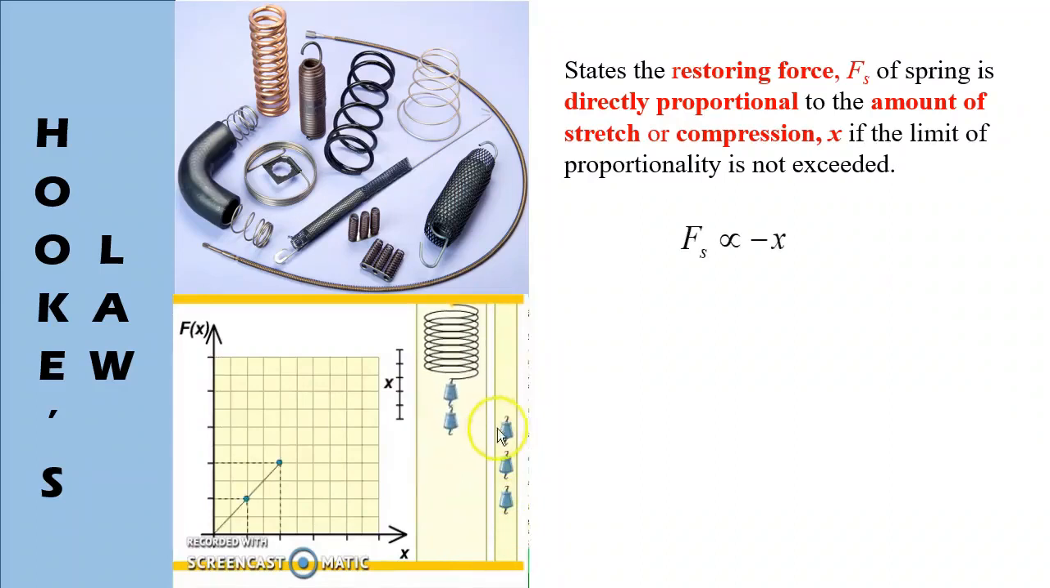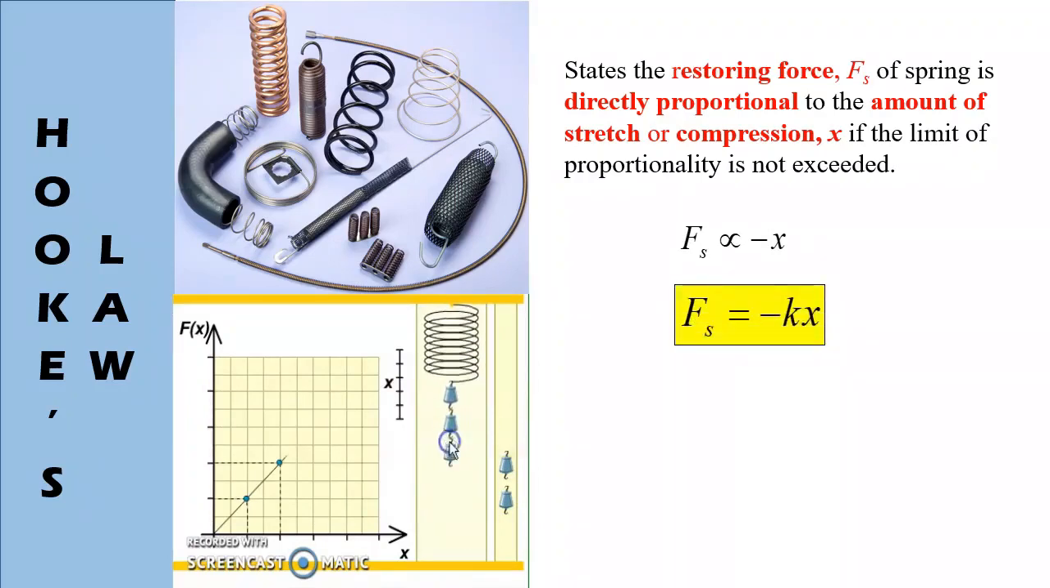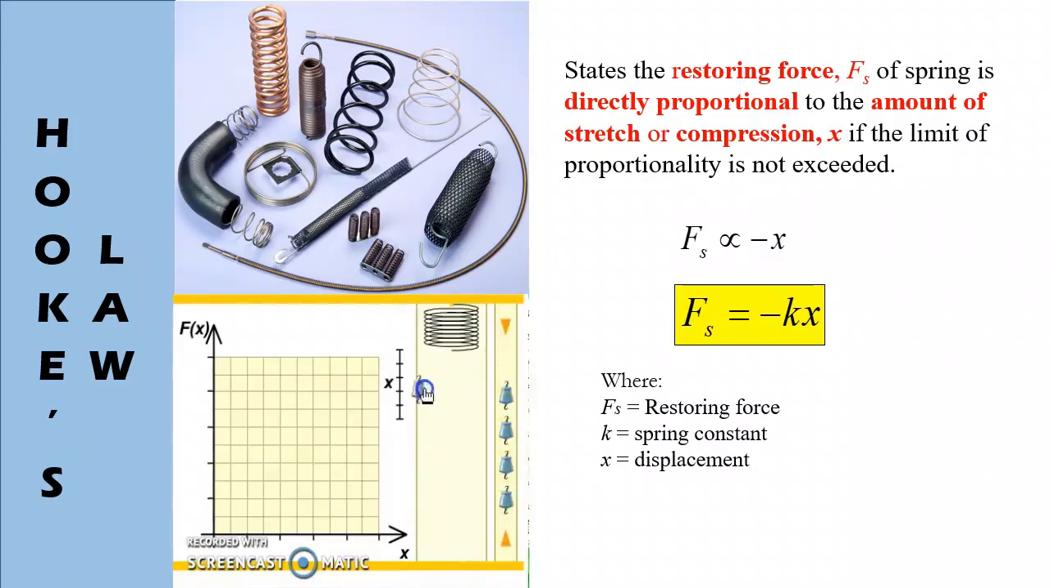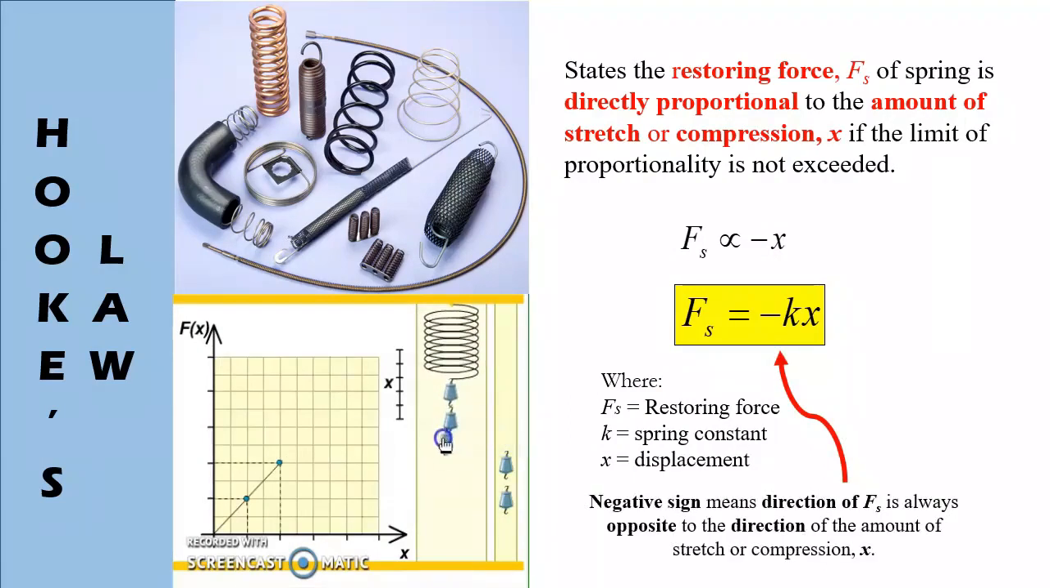Fs is directly proportional to negative x, so we get the equation Fs equal to negative kx, where Fs is restoring force, k is spring constant, and x is displacement. The negative sign means the direction of Fs is always opposite to the direction of the amount of stretch or compression x.